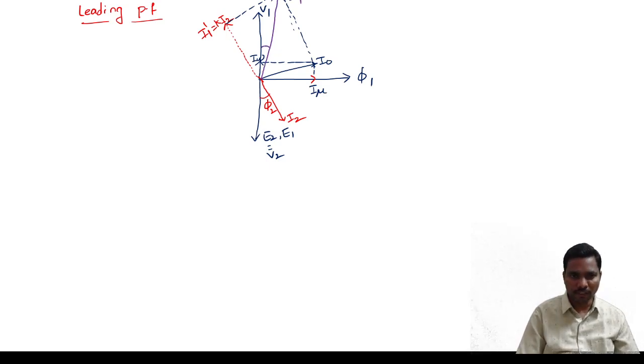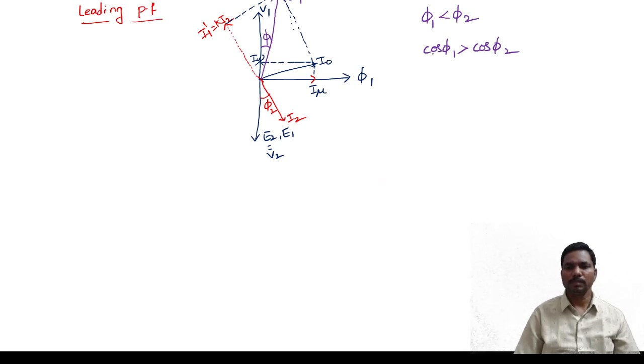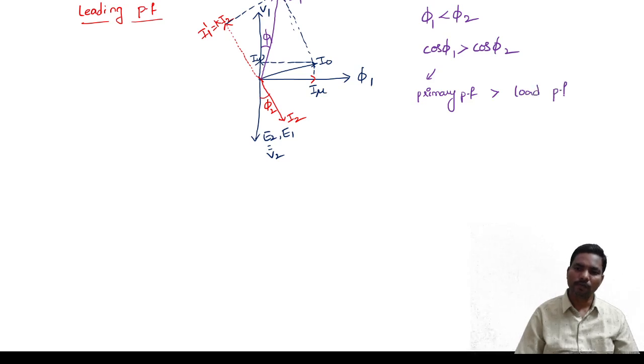Now the angle between these two is phi 1. From that, what can you understand? Phi 1 is less than phi 2; phi 2 is more, phi 1 is less. So that means cos phi 1 is greater than cos phi 2. So the primary power factor is greater than the load power factor. Note down all these points.